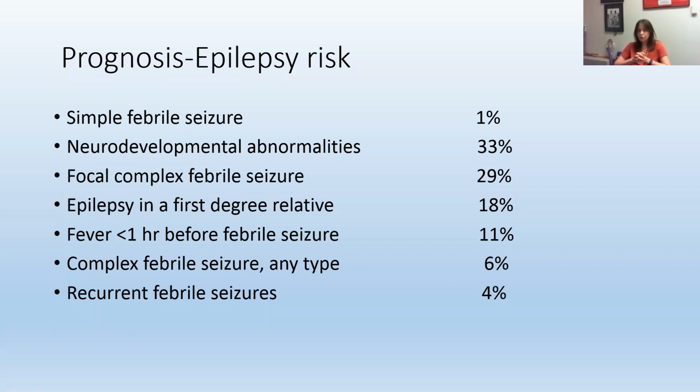The major risk factor is if you have febrile seizures and some developmental delays, or if you have focal complex febrile seizures. So you had febrile seizures that are not just two in a febrile illness, but complex due to focality, or if you have epilepsy in a first degree relative. This is kind of the three major ones. And then there's also risk if the seizure started with a short leg or fever, or complex febrile seizure of any type is about 6%. And if a patient has recurrent febrile seizures, it's actually 4%, which is 4 times more than the risk of epilepsy in the general population.